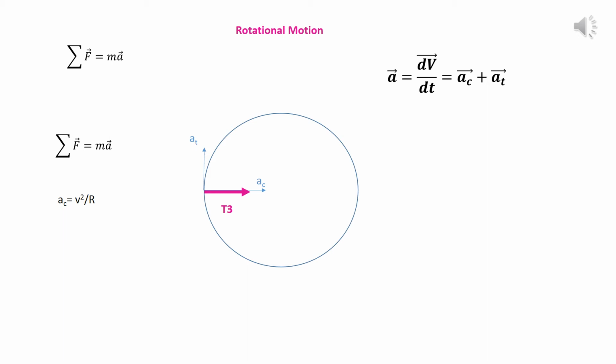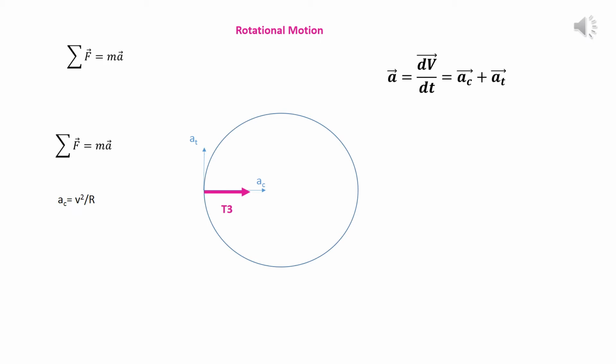In rotational motion, we have the sum of forces equals ma that can be applied, but remember that we have two types of accelerations, a centripetal and a tangential. You can see that the centripetal acceleration is directed along the radius of the circle, and the tangential is tangent to that circle, and they are perpendicular with respect to each other. Now, a centripetal has a formula.